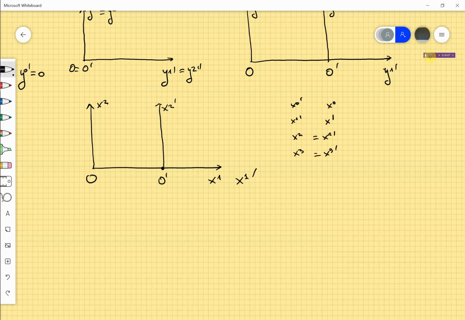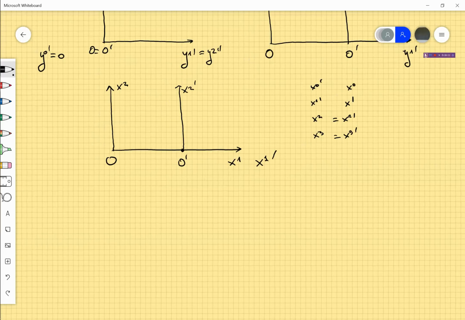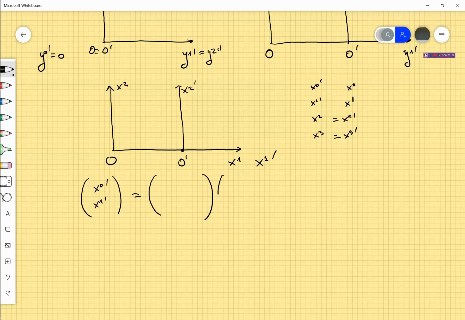So what do we know about the relation between these coordinates? Well, first of all, it's linear, by assumption. After all these transformations, x0 prime and x1 prime are related by some matrix to x0 and x1. So this matrix will have components A, B, C, and D.